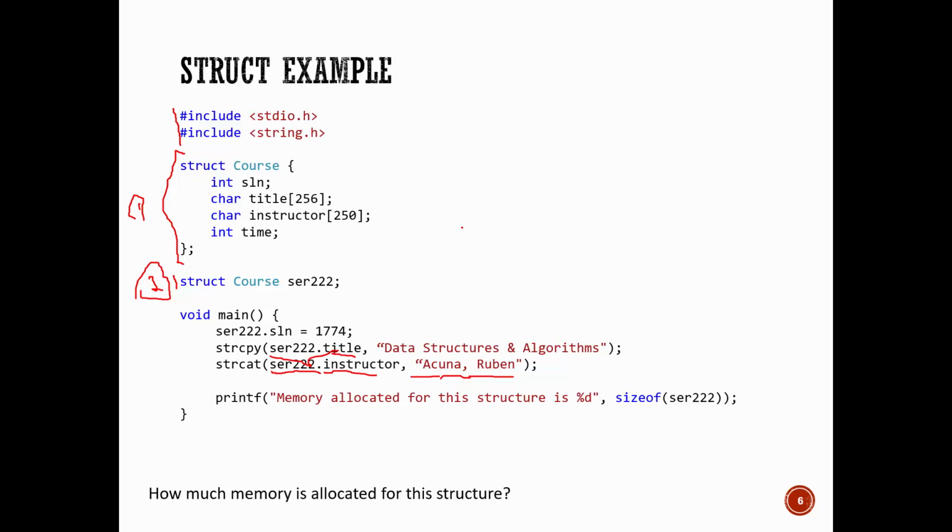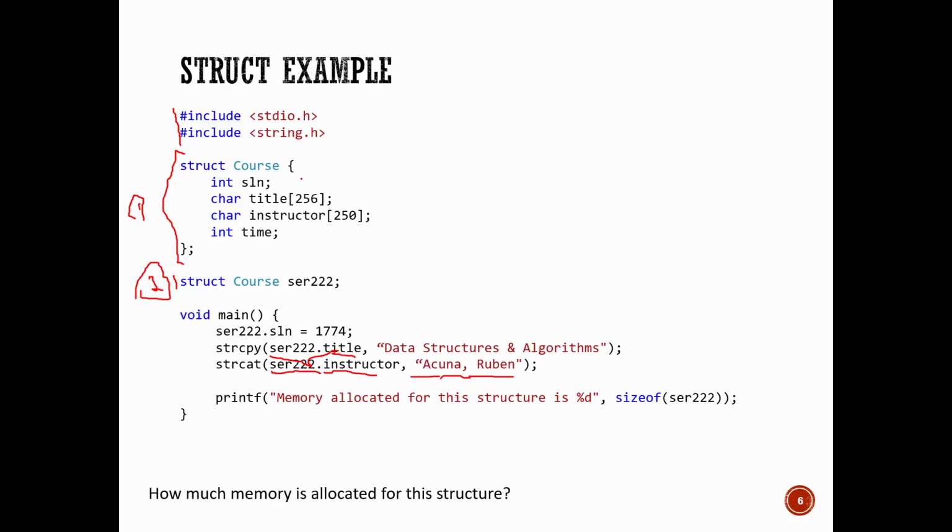If I wanted to, I could have written that line a little differently. I could have written sizeof, open parenthesis, struct course, close parenthesis, and that would be equivalent to what I have here. The point, again, is that we're getting the size of something. So maybe take one second to ask yourself, how many bytes does this take up?